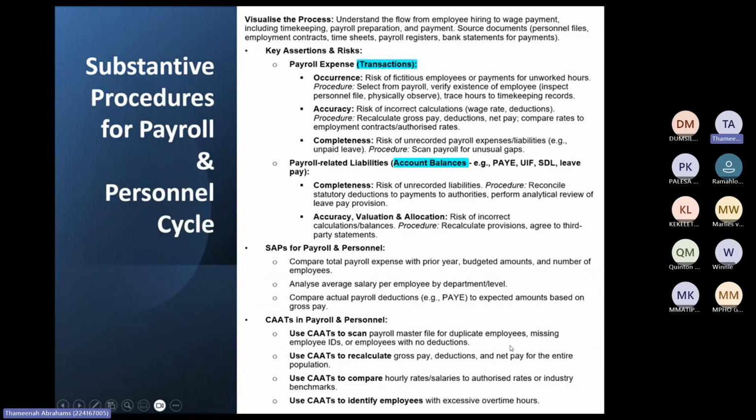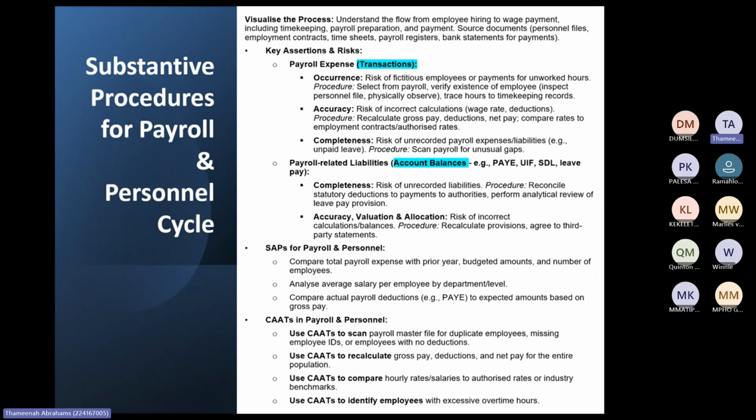Okay. So you use CAATs to scan the payroll master file for duplicate employees, for missing employee IDs, or employees with no deductions. You can use CAATs to scan for even terminated employees and whether the terminated employees were paid after being terminated, because of course, then that's an error. You're going to use CAATs to recalculate gross pay, deductions, net pay, and all those things.